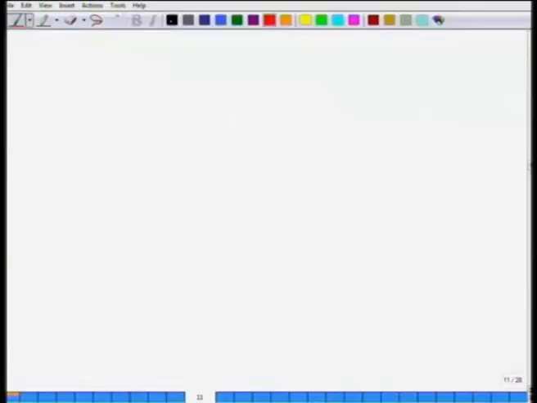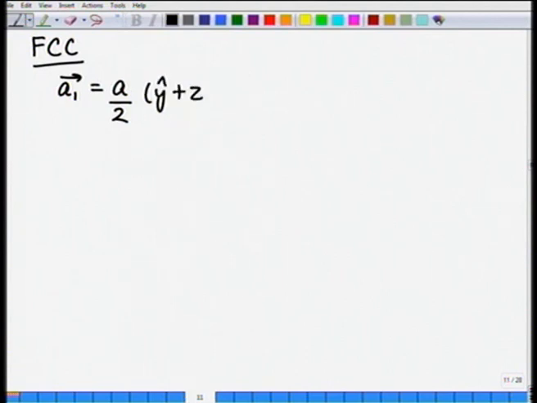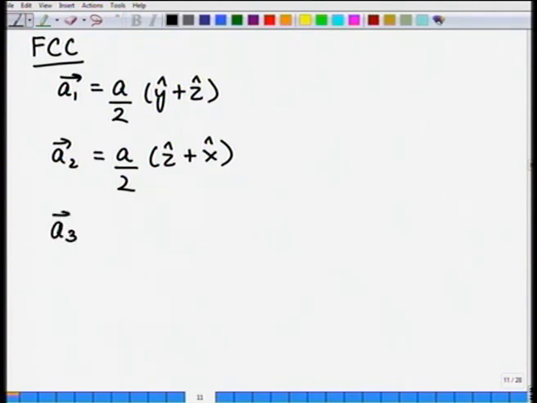Let us move on to also this. Now we will take the FCC case. So, we have done simple cubic. Now, let us do face centered cubic. If we do face centered cubic, then recall again, I am going to repeat what we wrote in the last page. A1 of course was equal to a by 2 (y plus z), A2 was equal to a by 2 (z plus x), and A3 was equal to a by 2 (x plus y).